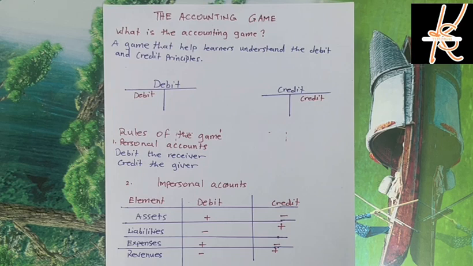Okay, so let's talk about the rules of the game. First, for the personal account, we are saying that you debit the receiver and credit the giver. Debit the receiver and credit the giver.